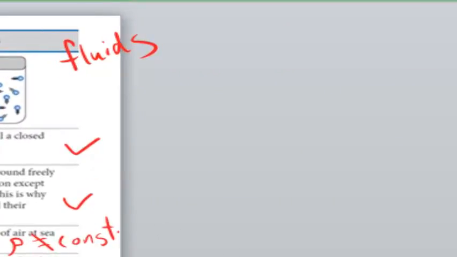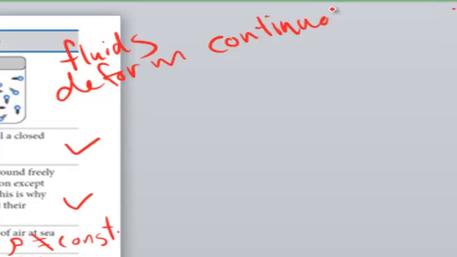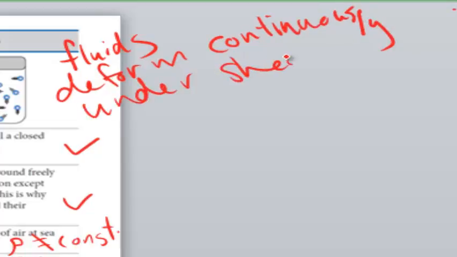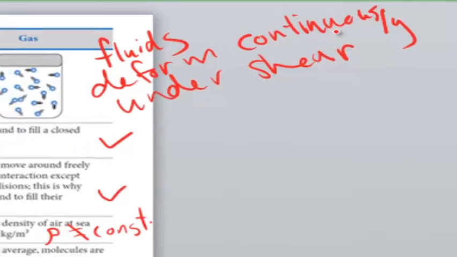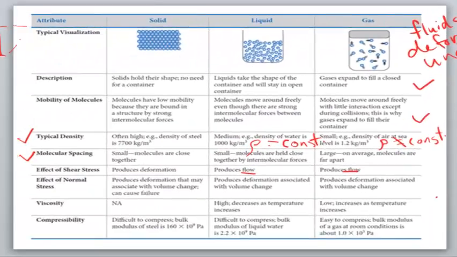Okay, so just remember that fluids deform continuously under shear stress. Okay, so hopefully that discussion is clear.